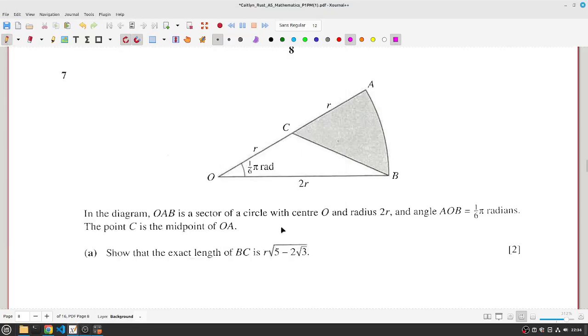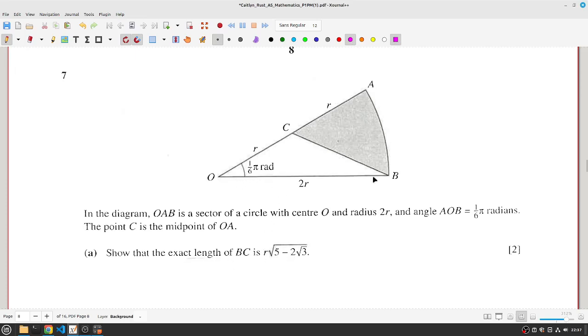Okay, question 7. Here in the diagram, OAB is a sector of a circle with center O, radius 2r for the sector. Angle AOB is pi over 6 radians, and the point C is the midpoint. We can also see that this is r and that is r, which is the same length. Show that the exact length of BC, this length, is that.